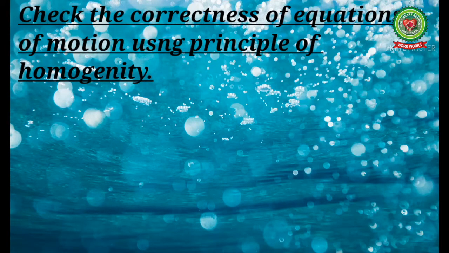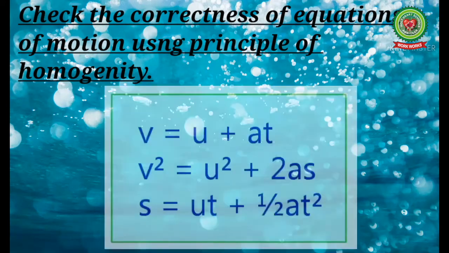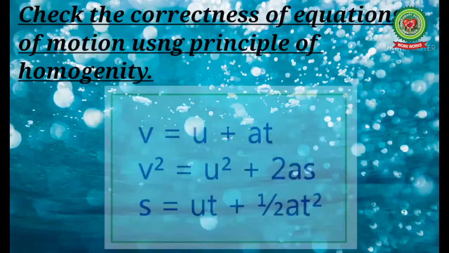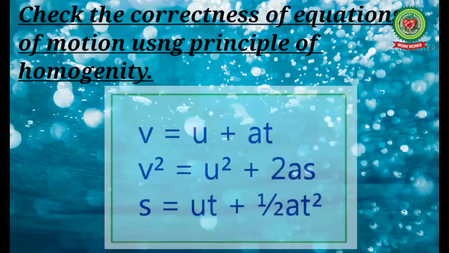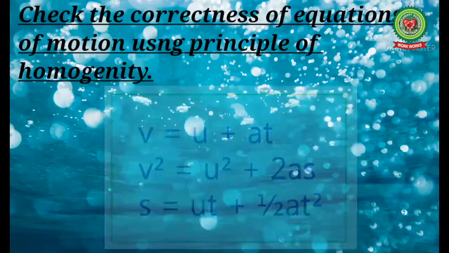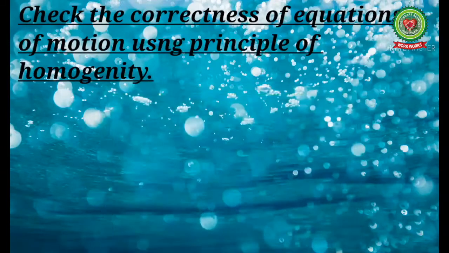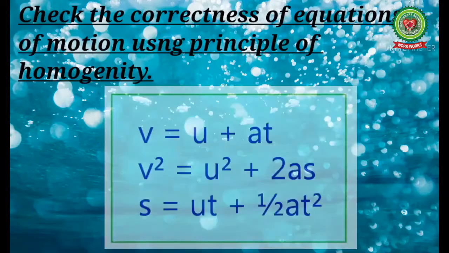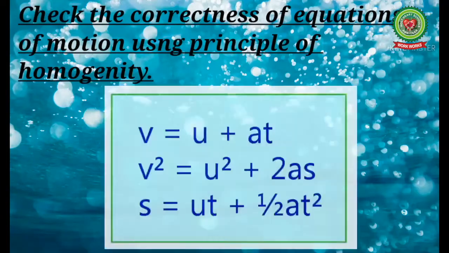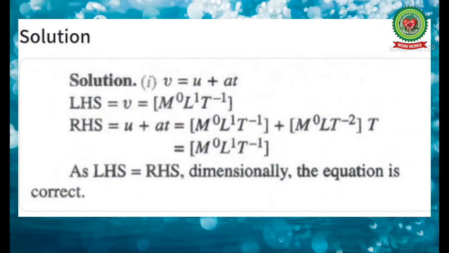Students, we have to check the correctness of the equations of motion using the principle of homogeneity. Students, do you know there are three equations of motion? v equal to u plus at, v square minus u square equal to 2as, and s equal to ut plus half at square. These are the equations of motion when the body is moving in a linear path. Let's start with our solution.